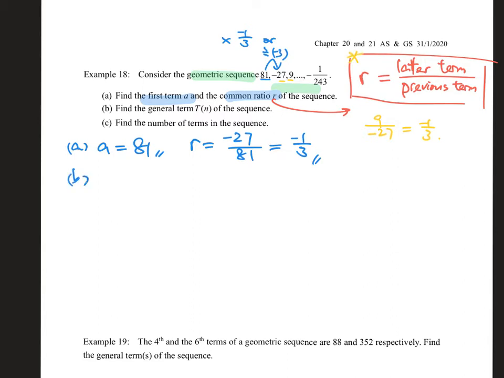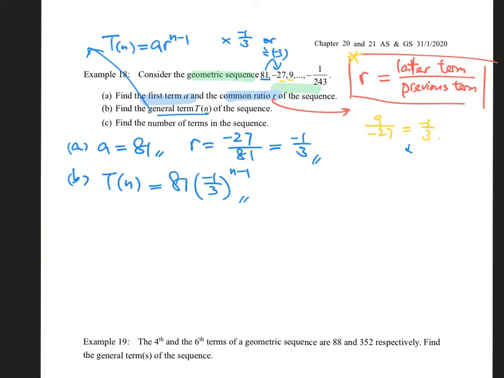And then afterward, you are asked to find the general term, Tn. Do you still remember the formula itself? That's good. This time Tn will be ar to the power n minus 1. So Tn will be: A is 81, R is -1/3, to the power n minus 1. And then that is the general term.